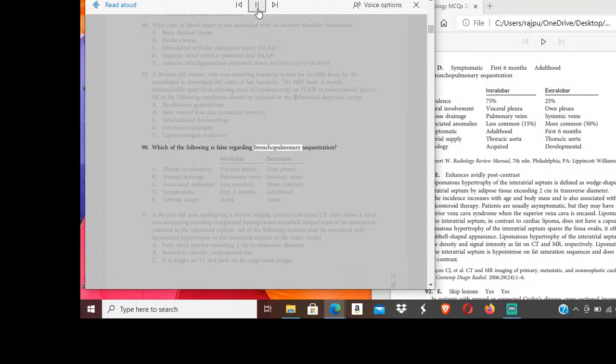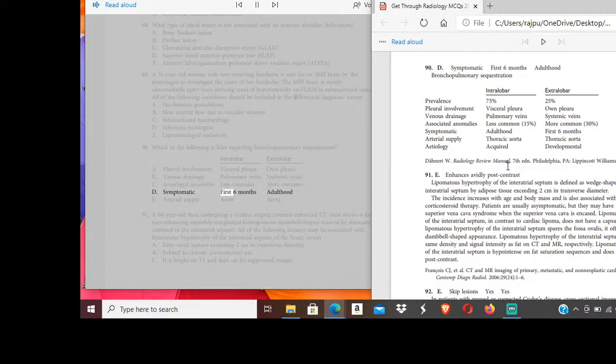90. Which of the following is false regarding bronchopulmonary sequestration? Intralobar, extralobar. A. Pleural involvement: visceral pleura, own pleura. B. Venous drainage: pulmonary veins, systemic veins. C. Associated anomalies: less common, more common. D. Symptomatic: first 6 months, adulthood. E. Arterial supply: aorta.